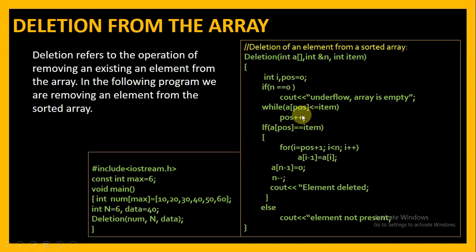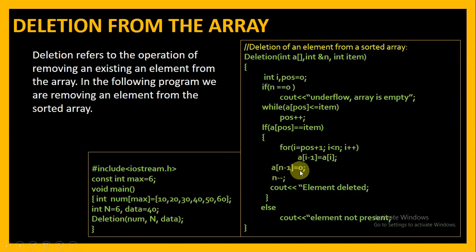Either the item will be found or the item will not be found. If the item is found, then to delete an item, we will move all the elements one step up. To insert an element, we were moving all elements one step down, but to delete, we will move all the elements one step up. We'll start from the position + 1 until the end of the array, and you can see here a[i-1] is equal to a[i]. So we are copying a[i] to a[i-1].